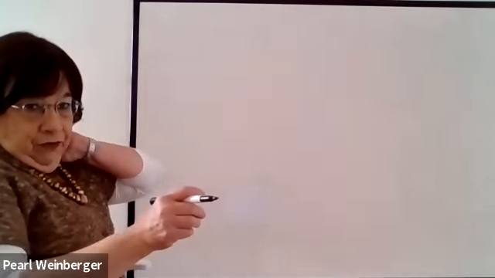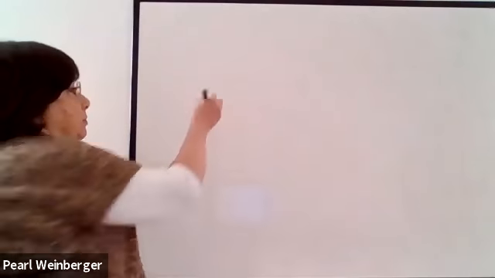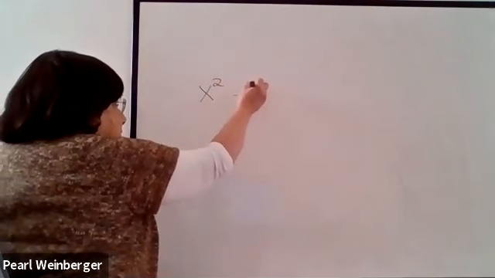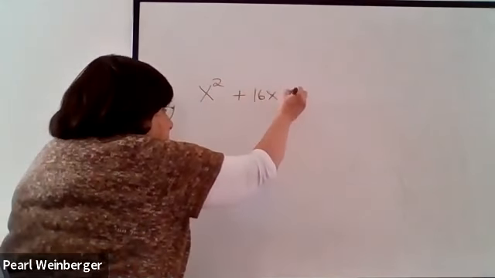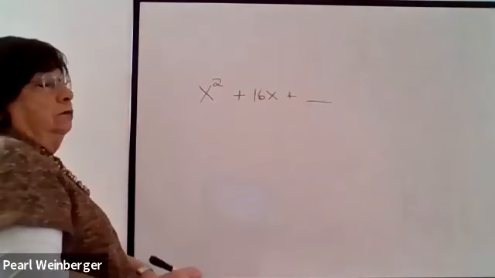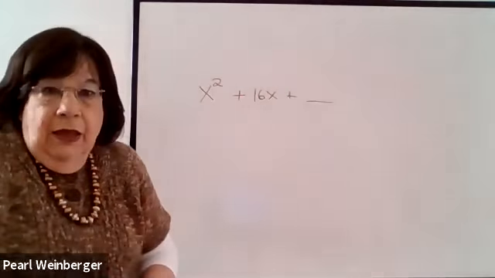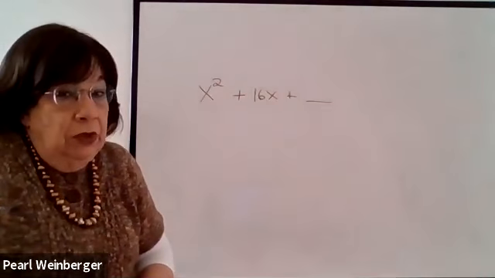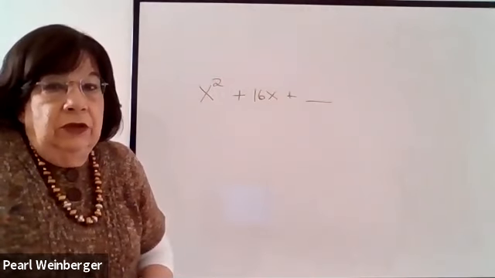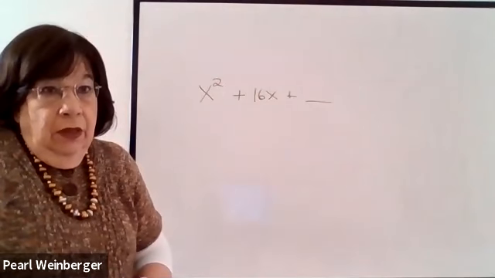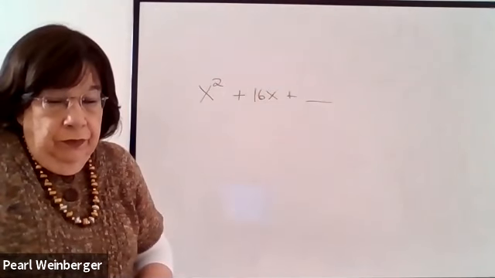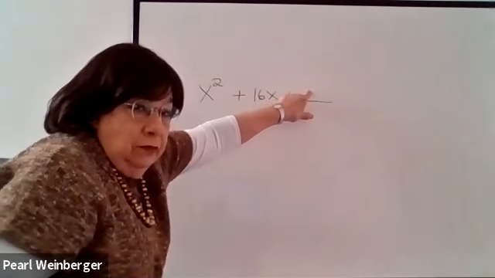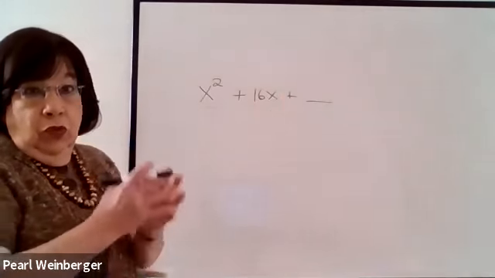So let's see if you can do this little puzzle. Suppose I gave you x squared plus 16x, and then I put a blank. And I'm telling you I have a trinomial. I'm not telling you the last number of the trinomial. That is a perfect square. It's a perfect square binomial. How do you figure out what this number is? And also, what is the binomial?